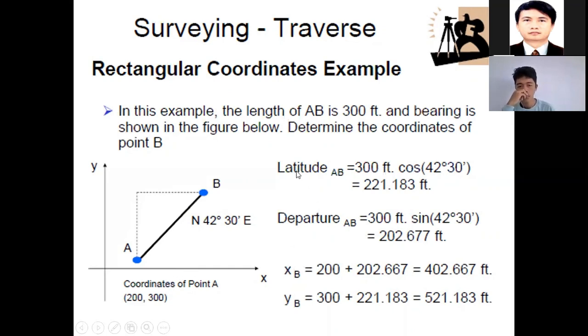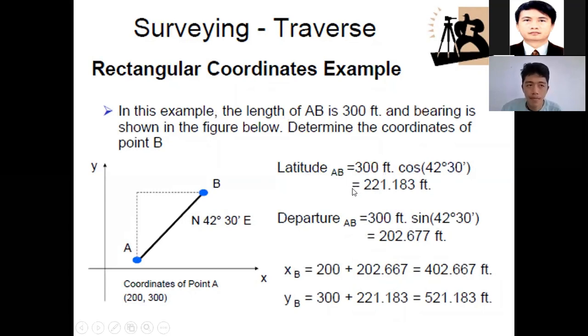Latitude represents the component along the north-south, right? So we're after this component. Given this bearing and the length, since it's a right triangle, we can use the cosine function. The cosine of this angle is equivalent to this component over the length. That's why the latitude turns out to be 221.183 feet.